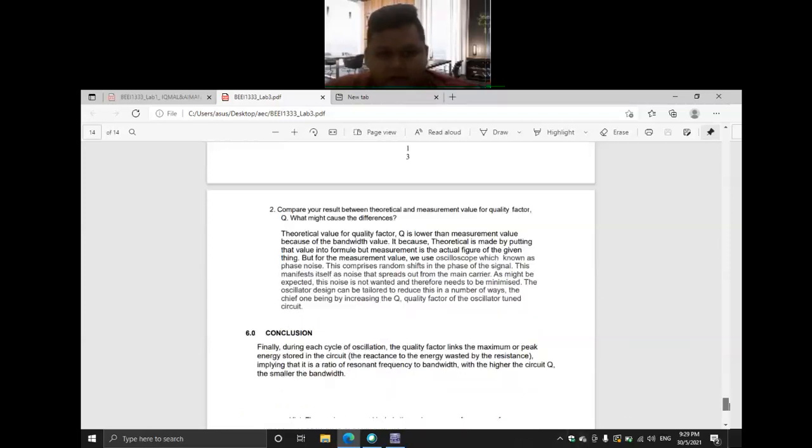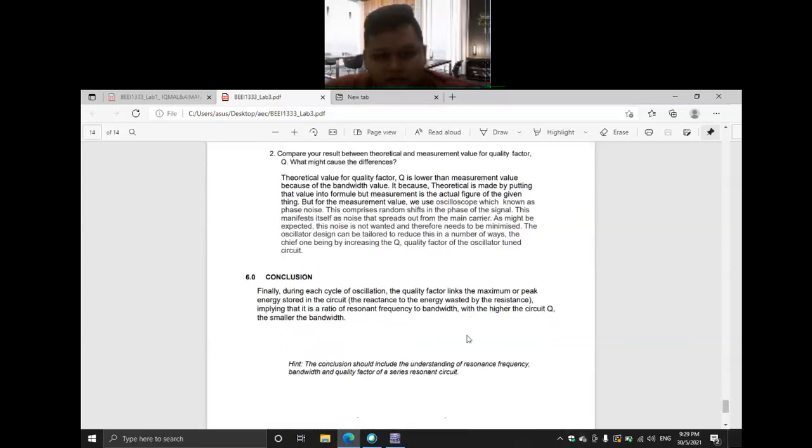At the end, the conclusion of the lab. Finally, during the cycle of the oscillator, the quality factor links the maximum or peak energy stored in the circuit to the energy wasted by the resistors, implying that it is the ratio of the resonance frequency to the bandwidth. With a higher Q, the circuit has a smaller bandwidth.